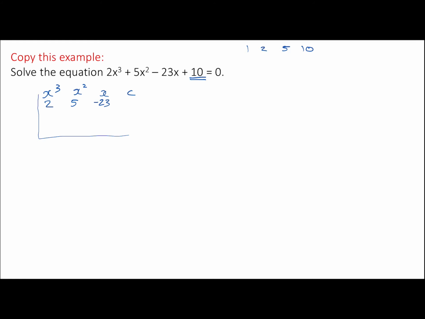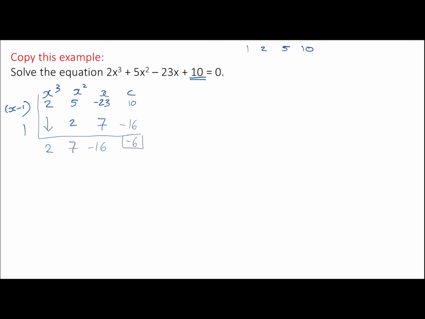Start off with 1 because it's easiest, so we'll set up our synthetic division. Hopefully we are quite confident of this process by now. So we've got 2x cubed, 5x squared, negative 23x's and 10 is our constant. Remember, if we're finding a factor, we're looking for a remainder to be 0. So we're going to try putting in 1, which would correspond to a factor of x minus 1.